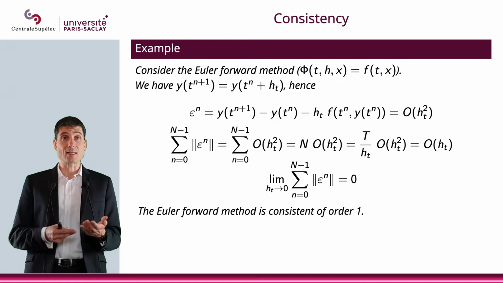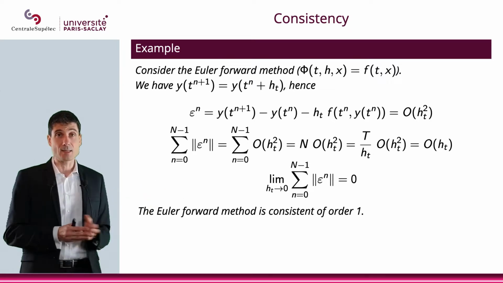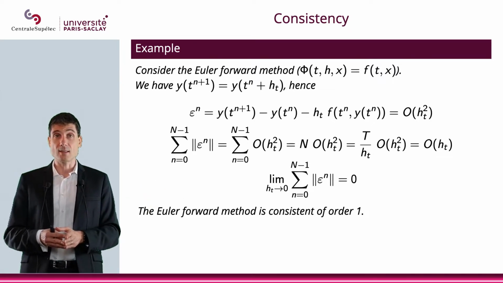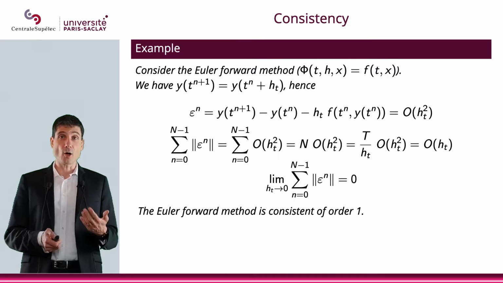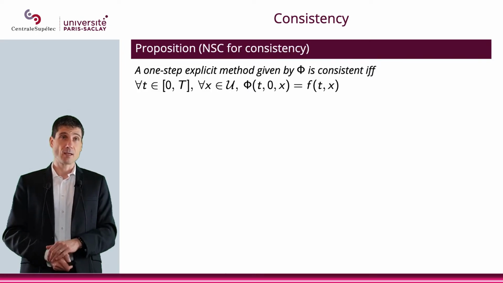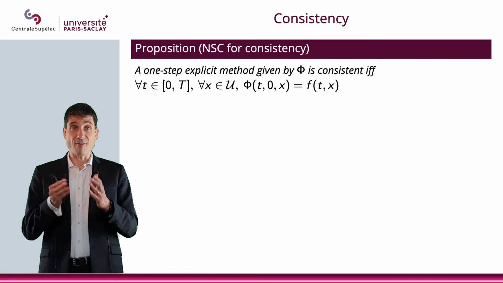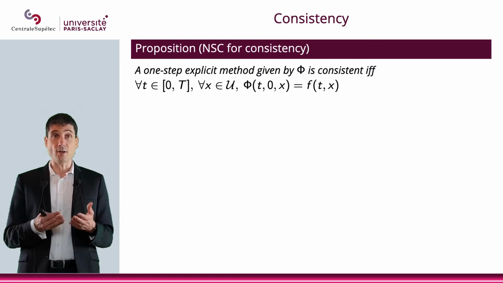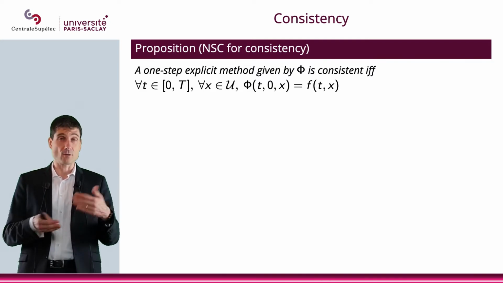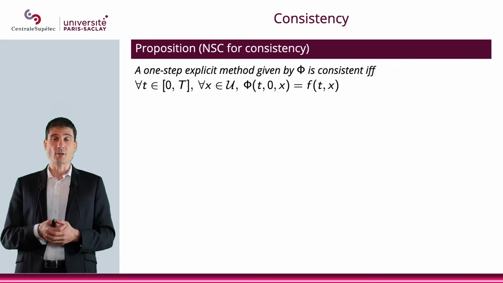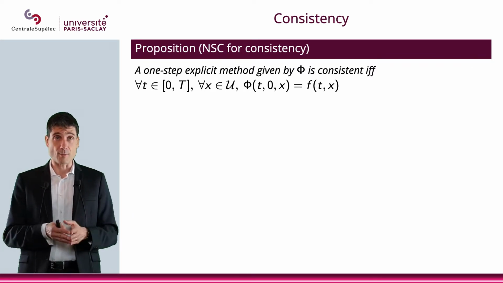So what we have there is O of ht, which means that the limit is 0. On top of this, I can say that the Euler forward method is of order 1. So it is consistent since the limit is 0, and it's of order 1 since it is O of h raised to power 1. Now, a necessary and sufficient condition for consistency is that phi is consistent: the method is consistent if and only if phi(t, 0, x) equals f(t, x). You can go back into the previous equation, do exactly what we did for the Euler forward method, and see that this will give consistency.